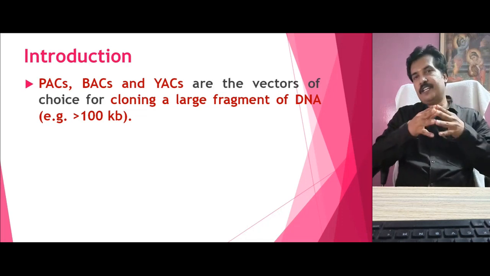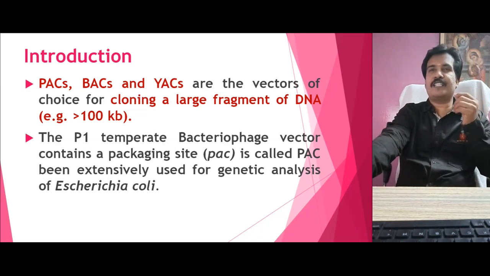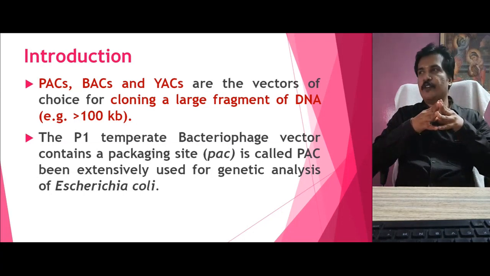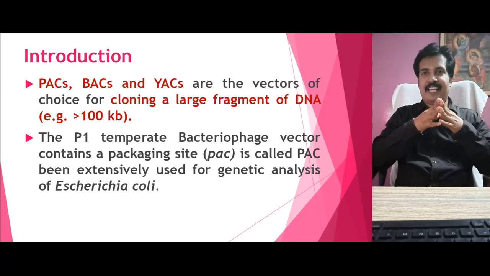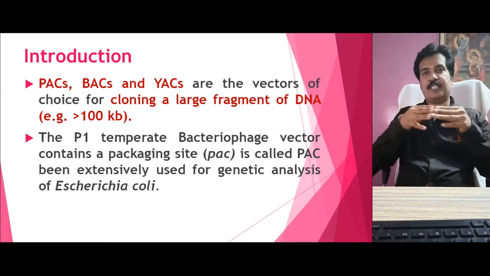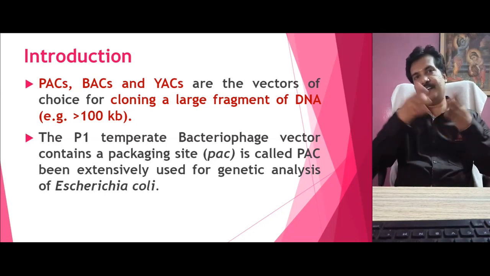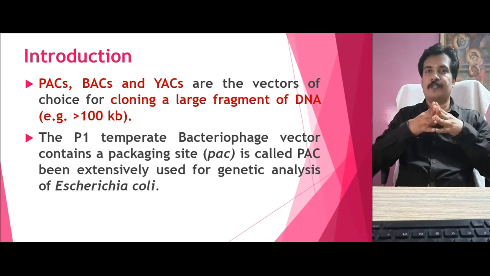Before entering into the artificial chromosomes, first we understand what a PAC is. PAC is a P1 temperate bacteriophage carrying a packaging site called pac. This was extensively used initially to study the genomic characteristics of E. coli. This was the starting point where further insertion of large DNA molecules became possible, with the identification of the artificial chromosome.